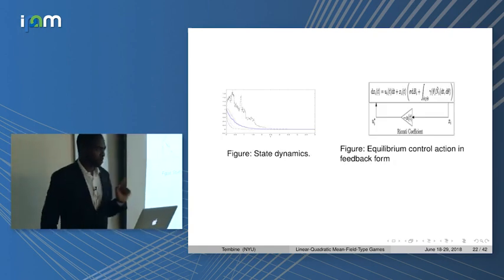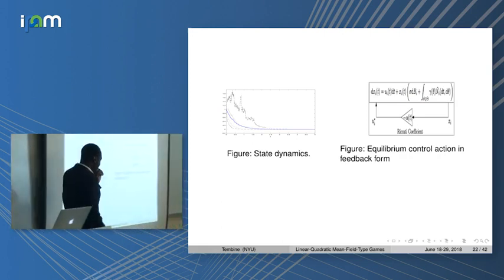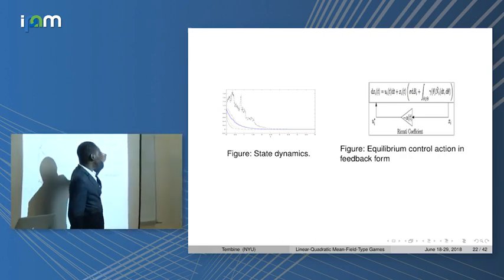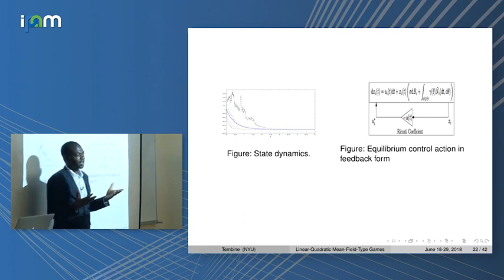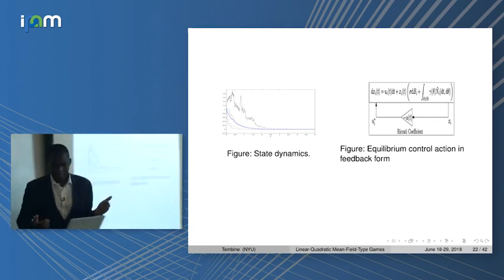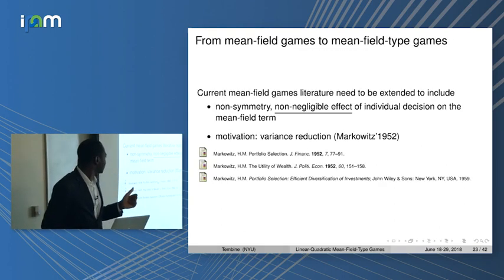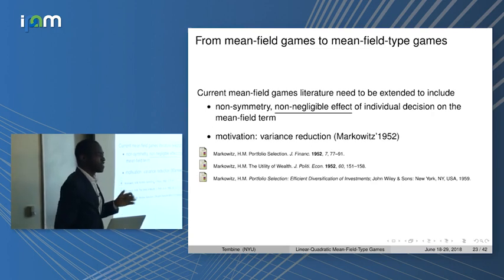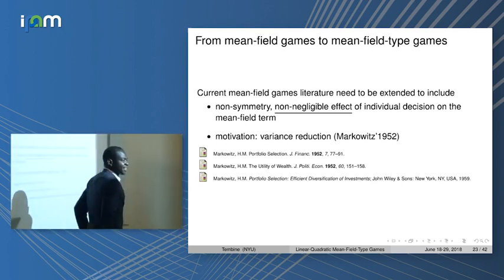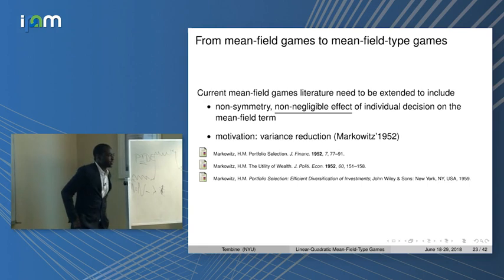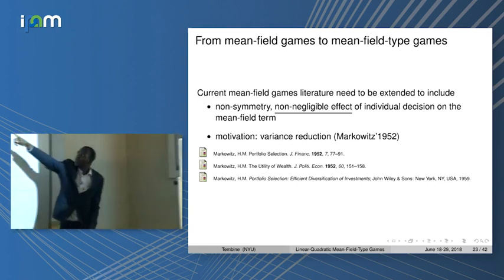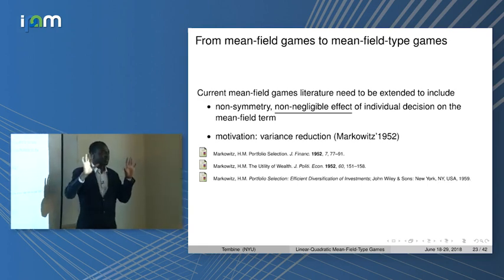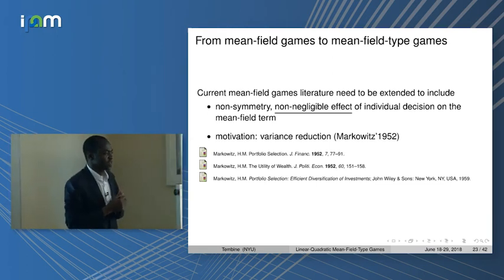So if you want to implement the mean-field control, what you will need is just the state. That's called state feedback. Now, there are different ways to move from mean-field to mean-field type games, and I will give you at least two different approaches.